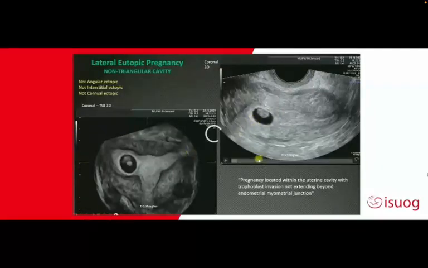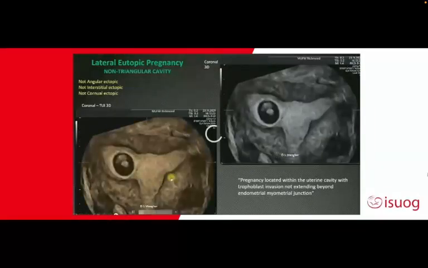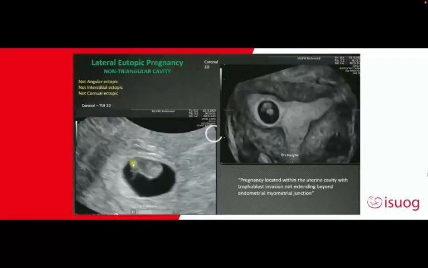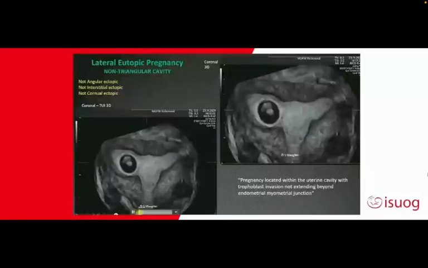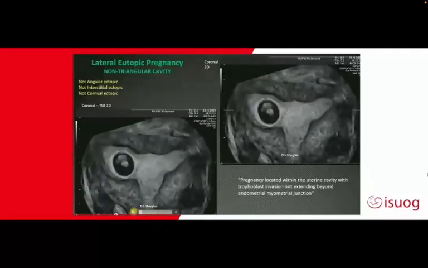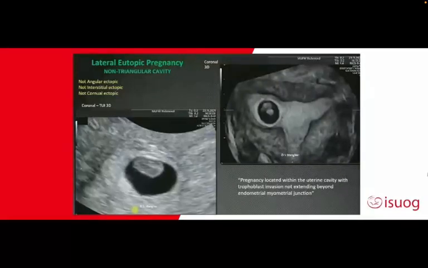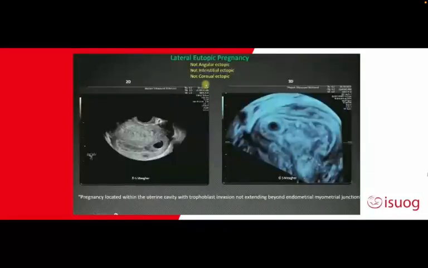However, when you come around to looking at this on a 3D coronal image, you can appreciate that you may mistake this as being a partial interstitial ectopic pregnancy, but in fact this is a normal lateral eutopic pregnancy in a cavity that is not triangular. We do not use the term for this as being an angular ectopic. We do not use the term coronal ectopic. It is not interstitial. It is lateral eutopic.